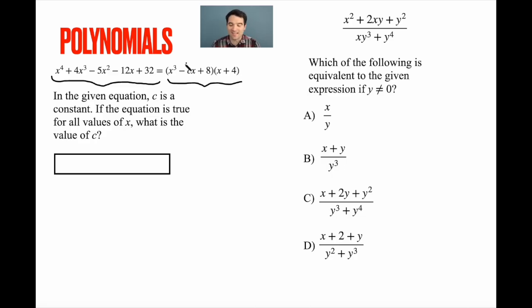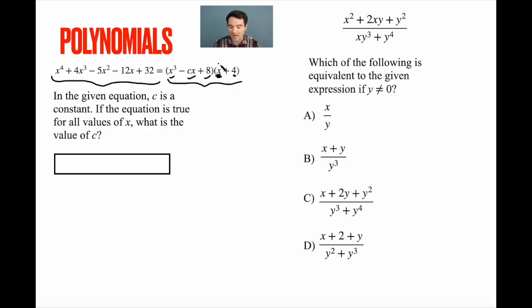Now, I realize that this doesn't fit our FOIL sort of framework, right? Because there are 3 terms in this parentheses instead of 2. But we can use the same idea as FOIL. We just don't have the nice acronym. What we're going to do is take the first term in one of the parentheses, multiply it through here, and then take the second term and multiply it through there. That effectively is the same thing as FOIL. That's what we're doing with FOIL. But again, I just don't have an acronym.